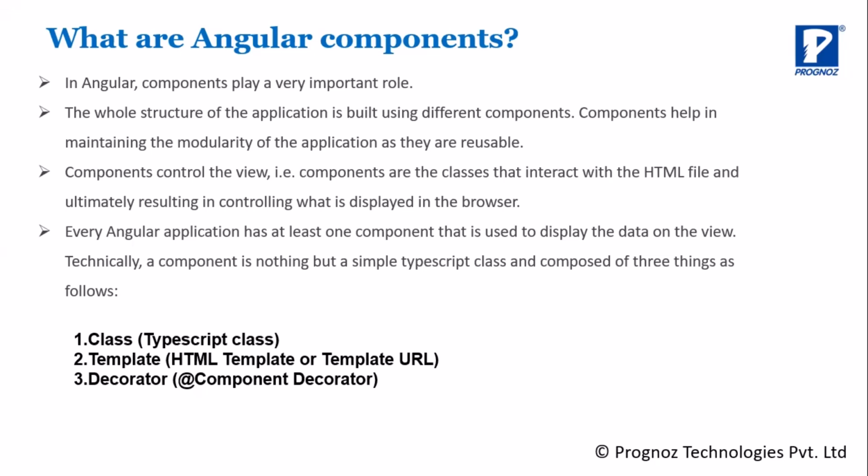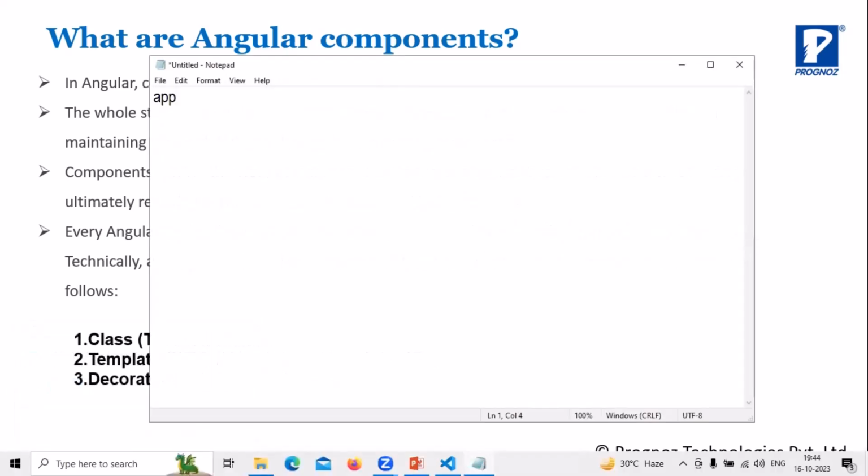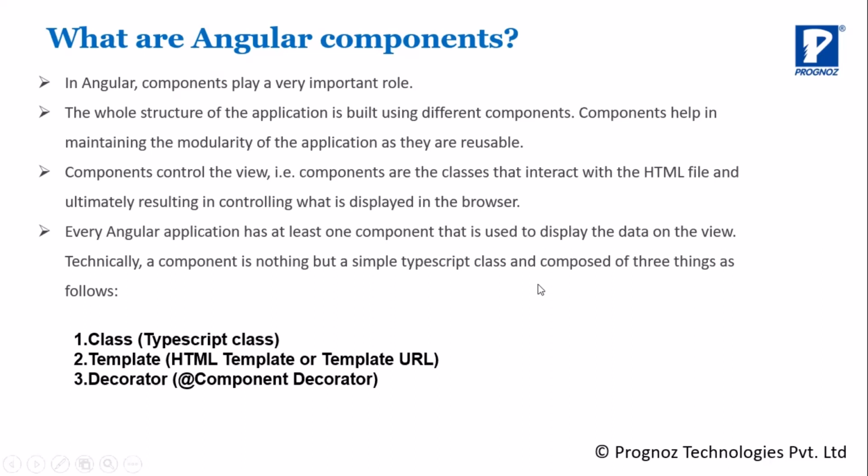Whenever we create an Angular project, by default we'll get one component, which is used to display the data on the view. A component is nothing but a simple TypeScript class and is composed of three things. One, the class inside the component file. By default we get the default component in our Angular project, which is called app.component.ts file. Inside the component.ts file, by default we get one class, which is nothing but a TypeScript class.